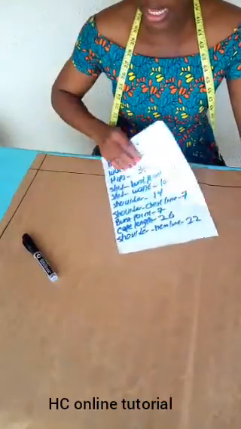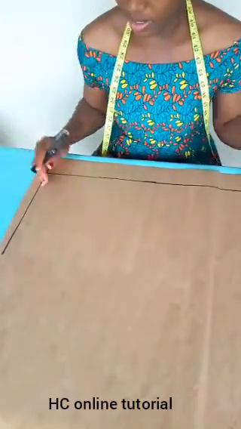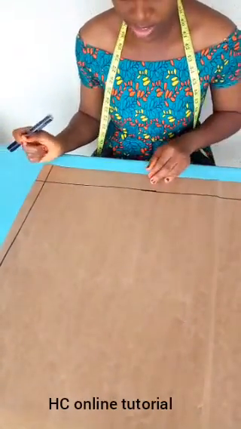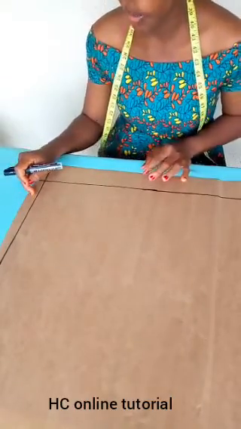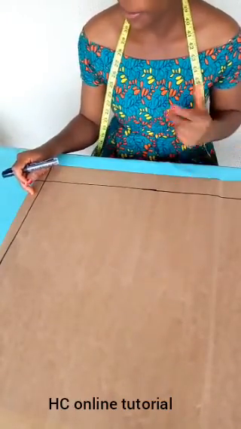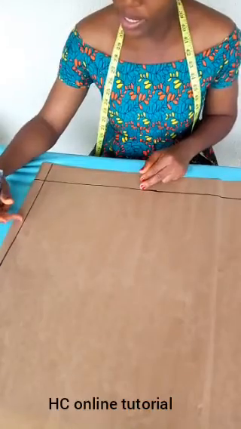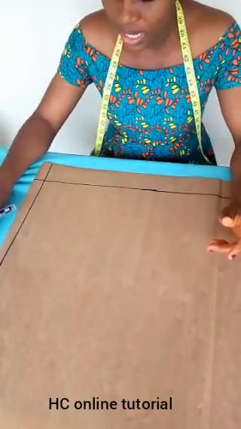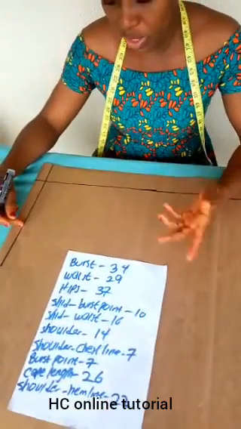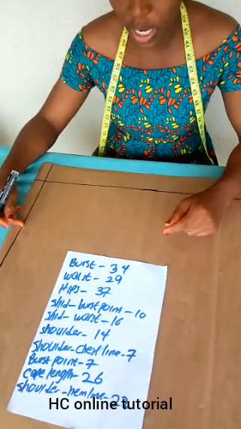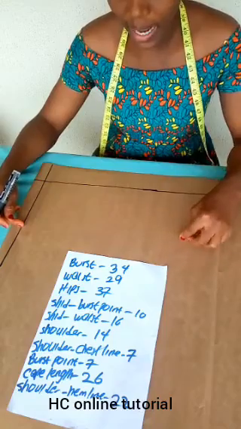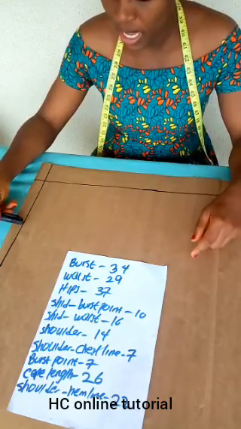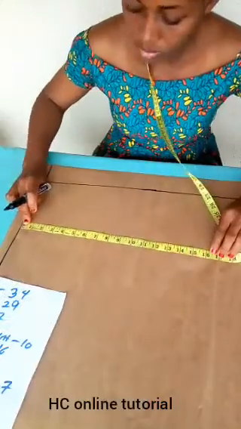So let's start. As you can see, I already drew my margin. I have a 2 inch margin on this side, and a 1 inch margin at the upper part of my pattern paper. This margin at the upper part is going to serve as my shoulder line. After we have our shoulder line, we are going to draw our shoulder to waist line, and that is 16. So from here, I will mark 16.